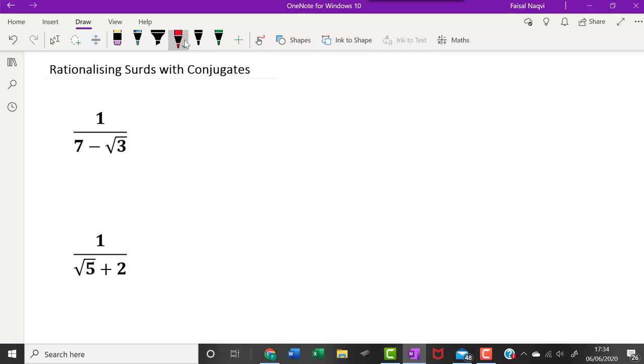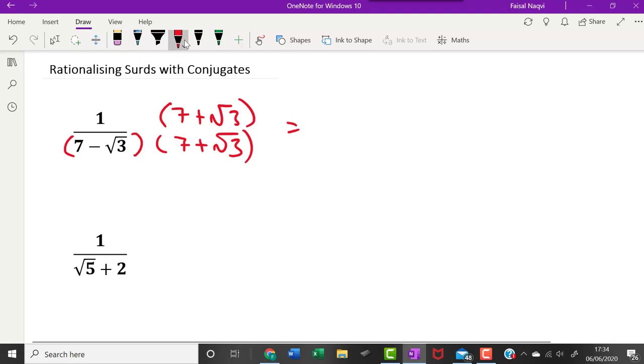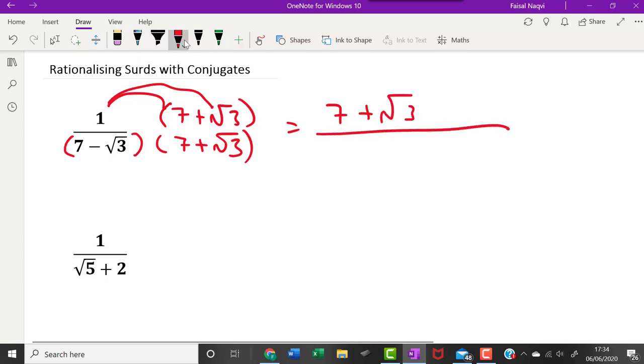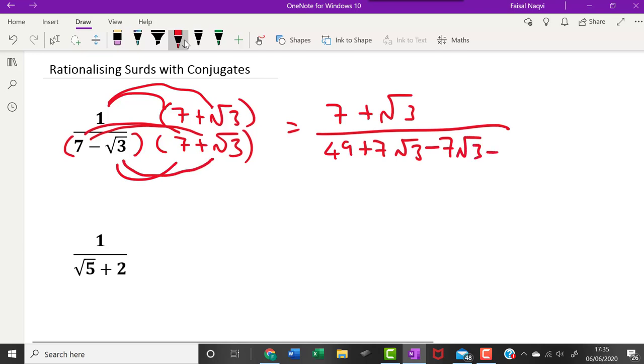Okay, for the first one, the conjugate of 7 minus root 3 is 7 plus root 3. If I multiply the bottom by 7 plus root 3, I must multiply the top by 7 plus root 3. If I expand that out, 1 times 7 is 7. 1 times root 3 is plus root 3. My denominator, 7 times 7, 49. 7 times root 3 is plus 7 root 3, minus root 3 times 7 is minus 7 root 3, and minus root 3 times root 3 is minus 3.